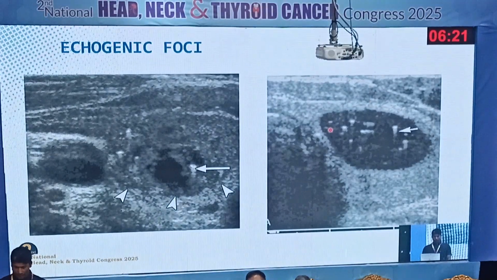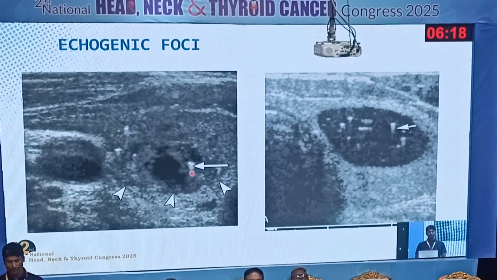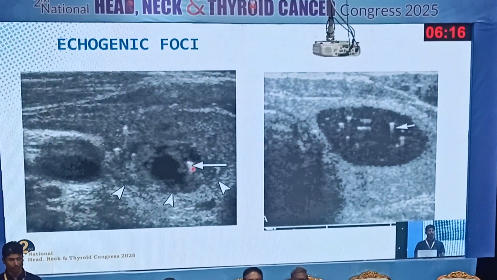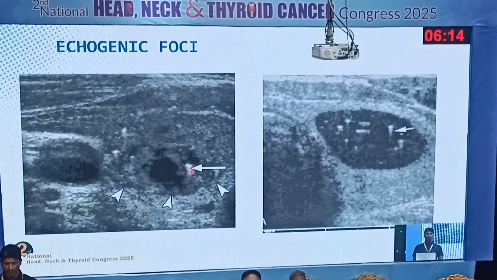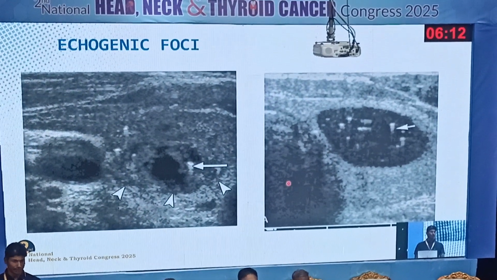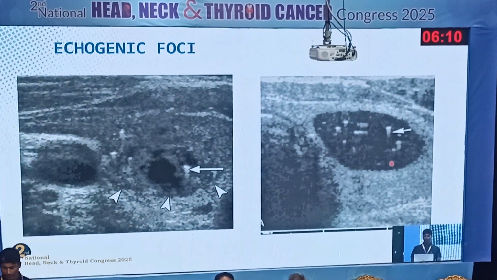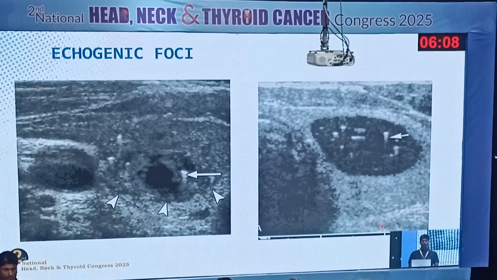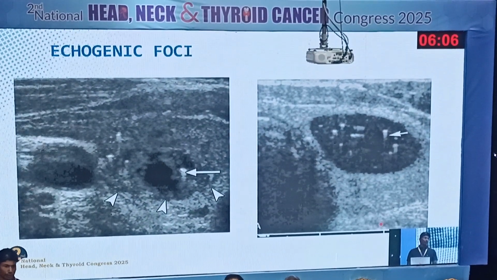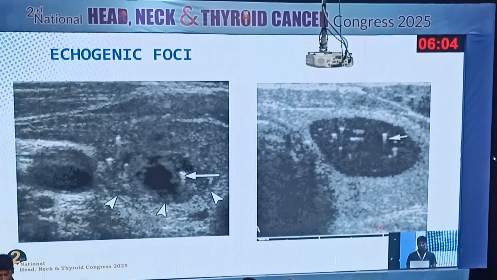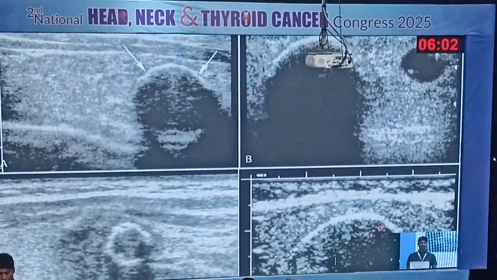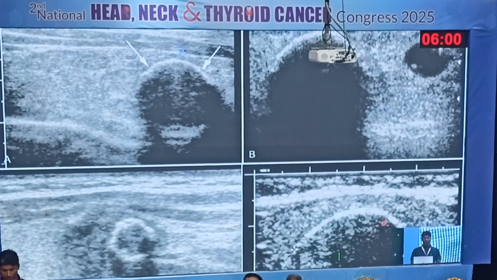So echogenic foci: they are classified, and if it is more than 1 millimeter, that is a comet-tail artifact, which is a benign colloid feature. See, this is more than 1 millimeter, and this should be in a cystic component. And if you see very tiny echogenic foci within the solid component, those are punctate echogenic foci, which is a suspicious feature.